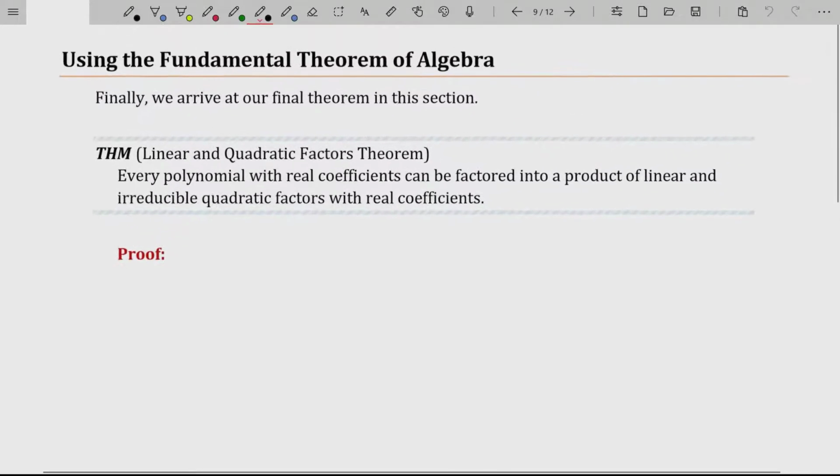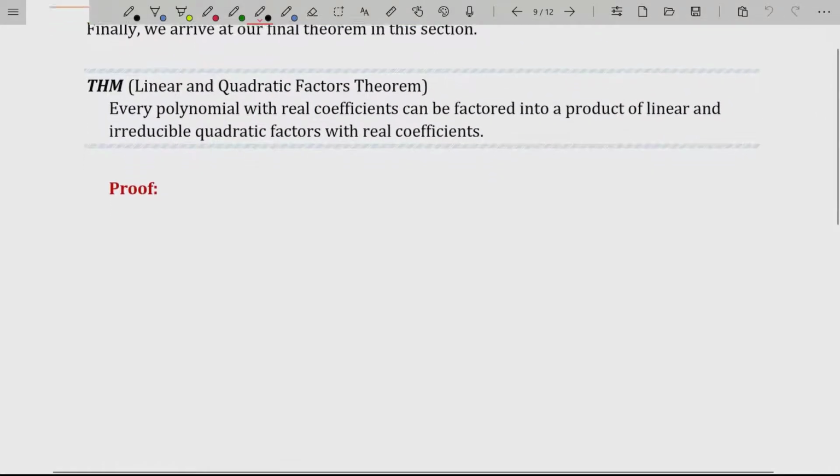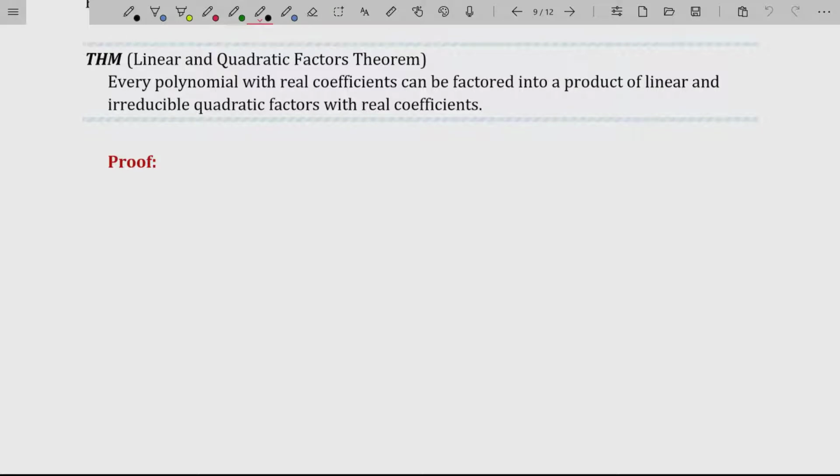Using the fundamental theorem of algebra, we arrive at our final theorem, the linear and quadratic factors theorem. This is actually just a slight extension, a combination of two theorems really, one is the complete factorization theorem and the other is the conjugate zeros theorem. And this just tells us that every polynomial with real coefficients can be factored into the product of linear and irreducible quadratic factors with, well, real coefficients.